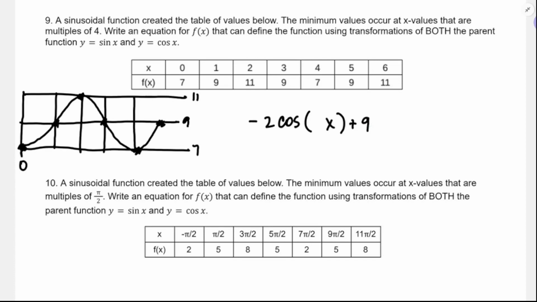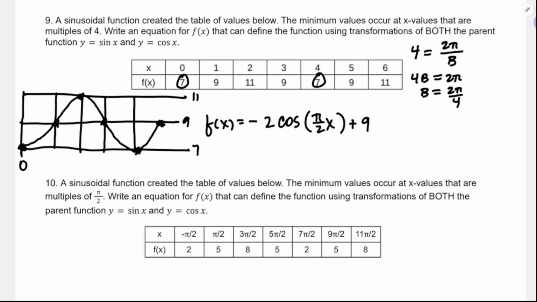Need to figure out what the period is. From the first 7 to the second 7, that's where it repeats itself. I went from 0 to 4, so the period is 4. Period equals 2 pi over b, so 4b equals 2 pi, and b will equal 2 pi over 4. So I'll say that's pi over 2 x. And so that'll be one formula for f.